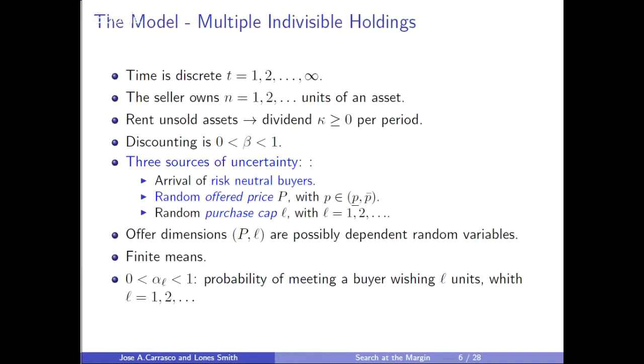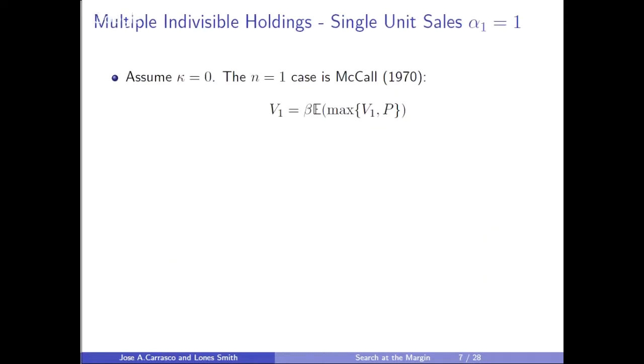So that's the model. What I'm going to do here is give you an example. Suppose every buyer that arrives wants to buy just one house. And for simplicity, I'm going to assume that kappa is 0, so no renting here, just to shorten the notation. Suppose you're holding one unit, one house. This is the McCall example.